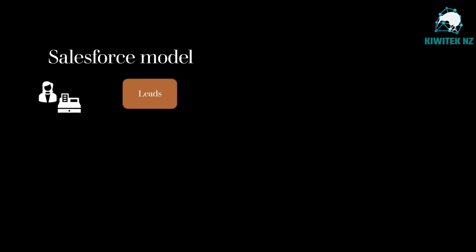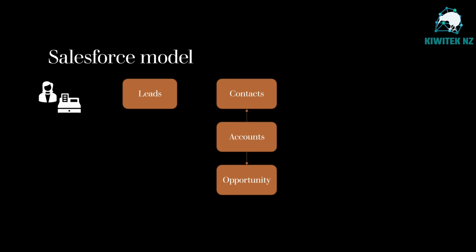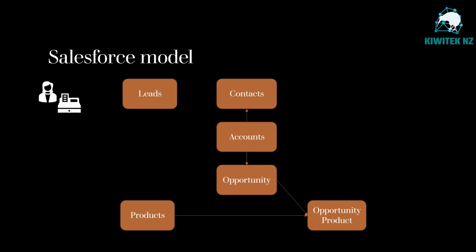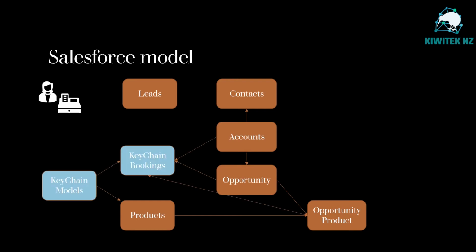Jenny starts to create lead records for potential customers or prospects. When she feels the leads are ready to do business with her, she converts them and creates account, contact, and opportunity records. At this point in the course, we will keep it as simple as that. Although in real life scenario, you will deal with many more objects and relationships like product, opportunity product, and even create custom objects for the business like say keychain models and keychain bookings and keep track of the stages of readiness of the various models and their life cycle.